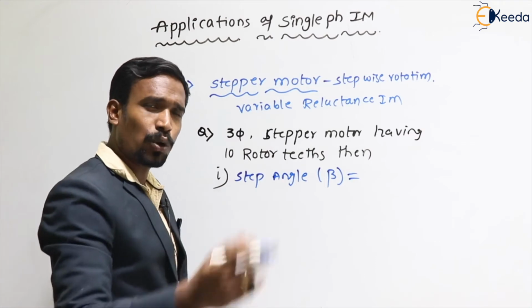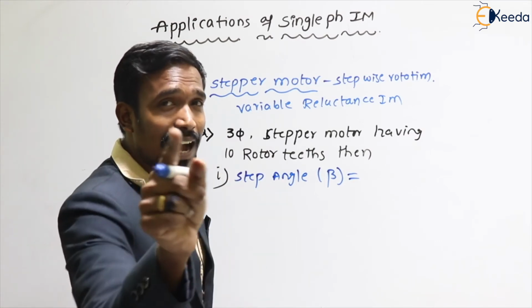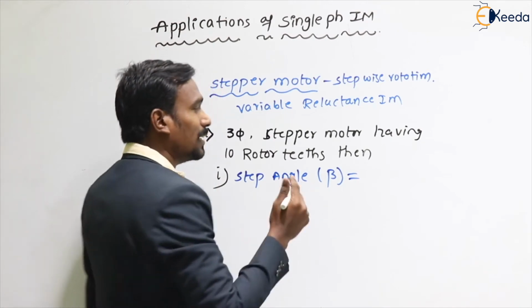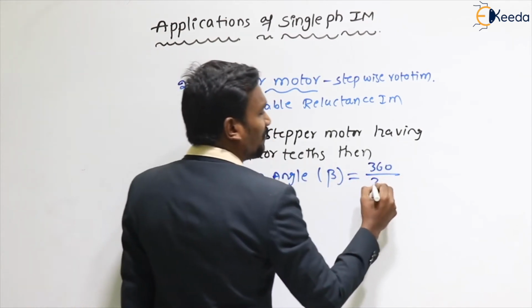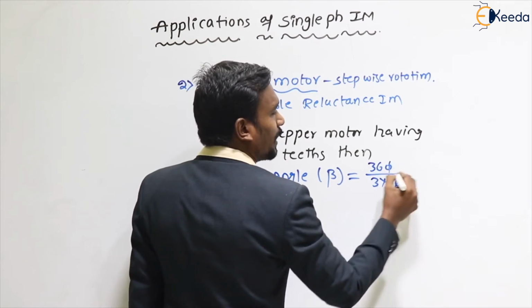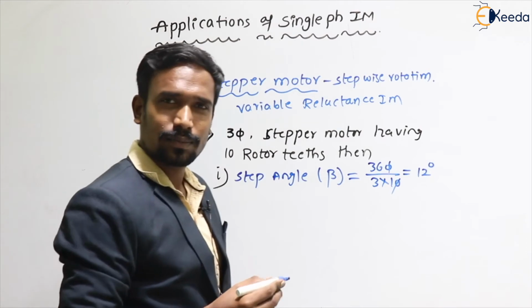Tell me the answer first. Hold the video. Tell me the answer, guys. Yeah, you are doing right. So 360 degrees upon number of phases into number of rotor teeth. So the answer is 12 degrees for one step.